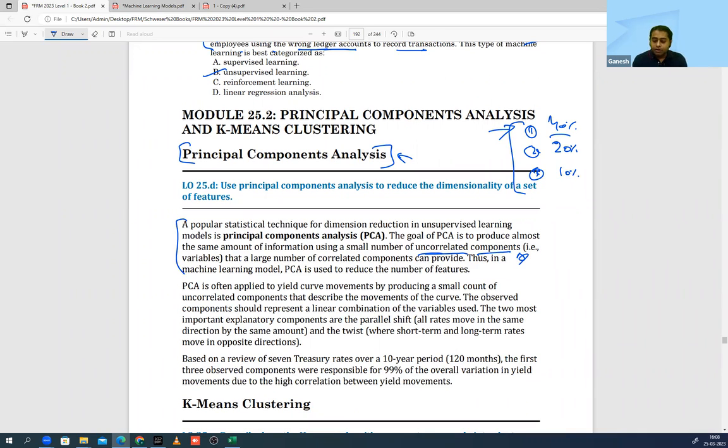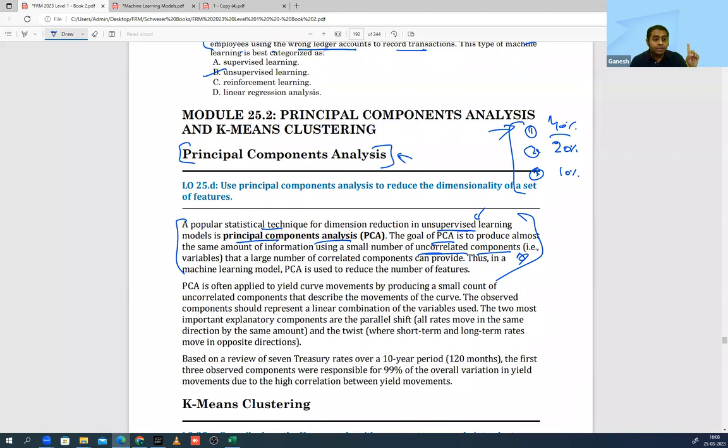Look at this first paragraph. It's a statistical technique generally used in unsupervised learning. Why? Because we don't know which variable is going to explain. There is no labeled data in this. Any variable could be there when you give the data in it. So one of the approaches is PCA.